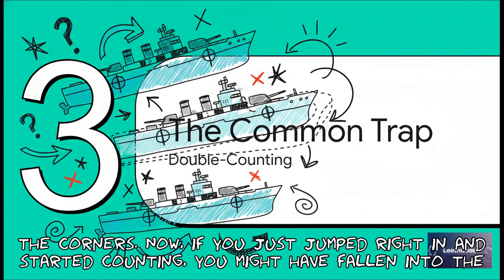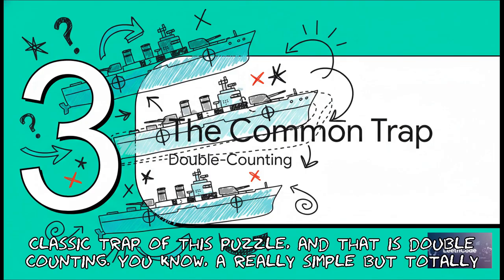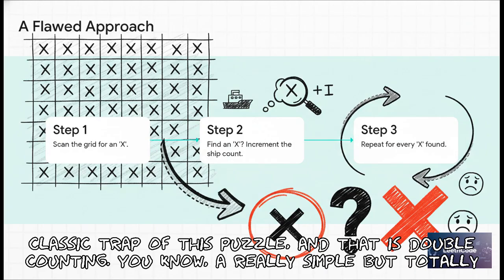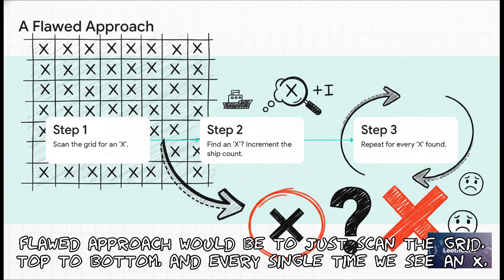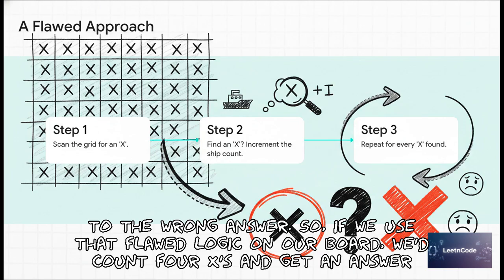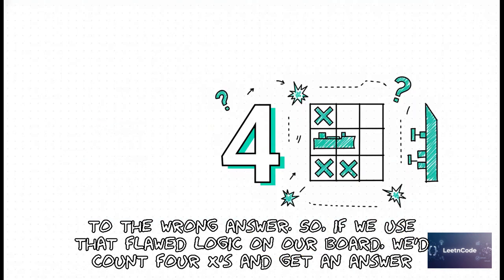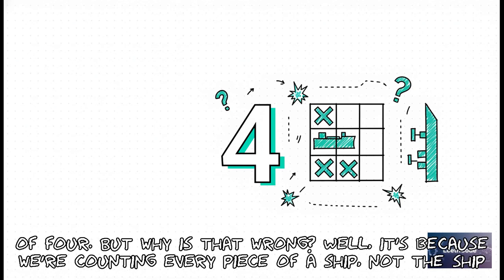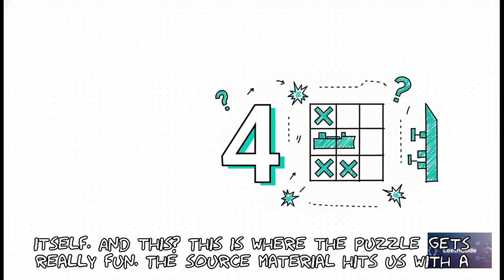Now, if you just jumped right in and started counting, you might have fallen into the classic trap of this puzzle, and that is double counting. A really simple but totally flawed approach would be to just scan the grid, top to bottom, and every single time we see an X, we add 1 to our ship count. I mean, it seems logical, right? But it's going to lead you straight to the wrong answer. So, if we use that flawed logic on our board, we'd count 4 X's and get an answer of 4. But why is that wrong? Well, it's because we're counting every piece of a ship, not the ship itself.